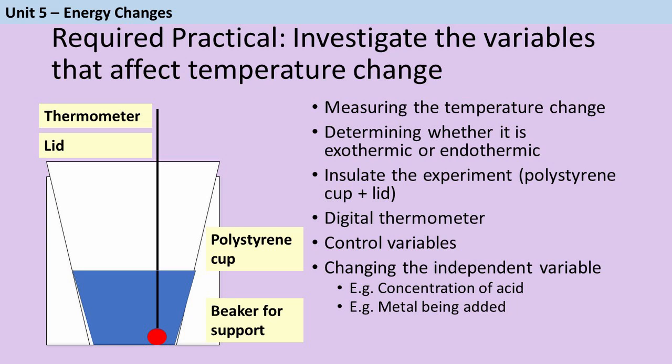And you're going to want to mention control variables, so things like if you were going to measure the temperature change when you add some metal to some acid, you would want to keep the volume of the acid the same and the concentration of the acid the same and the size of the piece of metal the same. They could give you some data from an experiment like this and ask you to just say whether it's exothermic or endothermic. So if the temperature on the thermometer goes up, it's exothermic. If the temperature on the thermometer goes down, it's endothermic.